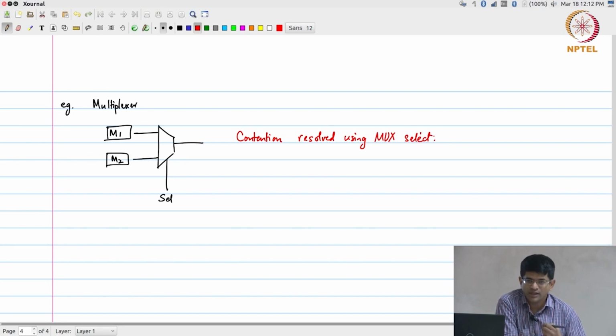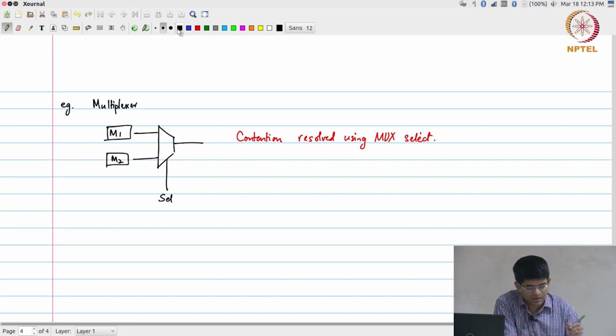Okay. So, what is contention? It is a word used to signify that there are two pieces of hardware trying to drive the same wire to different voltages at the same time. There could be potentially. Using a mux, that is completely taken care of, because as long as the select signal is either 0 or 1, only one of these values can come through.